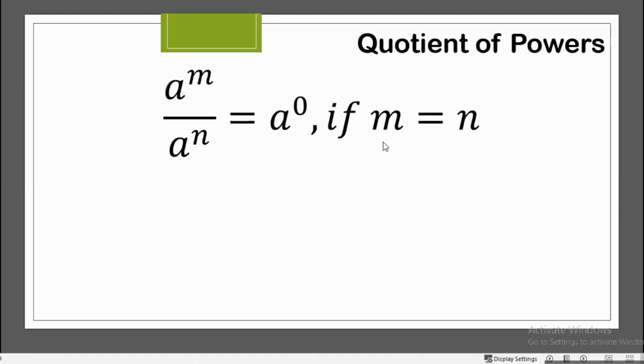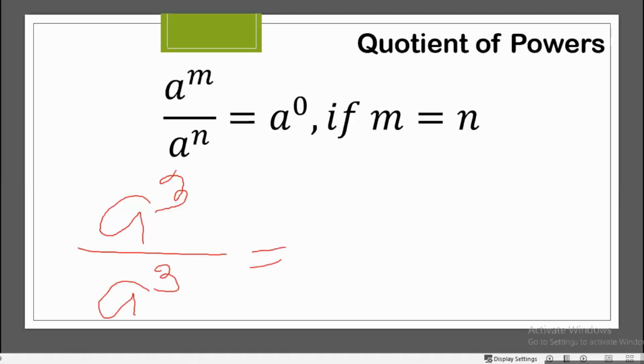Now, this is another condition in quotient of powers. What if m is equal to n? For example, a cubed over a cubed. So, pag minus mo yan, 3 minus 3, it will be a raised to the 0 power. And a raised to the 0 power will always be equal to 1. Okay?